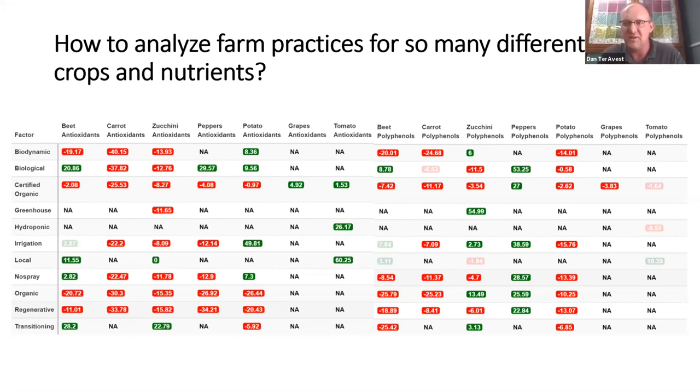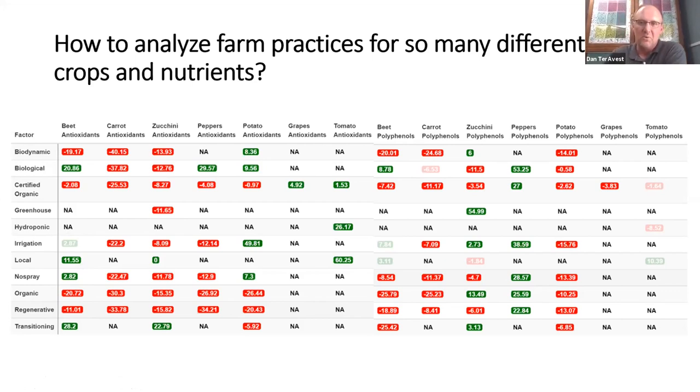If we were to just try to look at every crop that we get in the Bionutrient Institute lab, 20 crops, and every nutrient that we analyze, 18, we would have hundreds of rows like this, right? So these are different management practices. And here we go. This is just 7 crops: beet, carrot, zucchini, pepper, potato, grape, tomato, just antioxidants and polyphenol. So it is a sliver of the data set that we have. And it is overwhelming to try to figure out how we can interpret anything meaningful from this data. You get a little bit of paralysis. You don't know what to do.